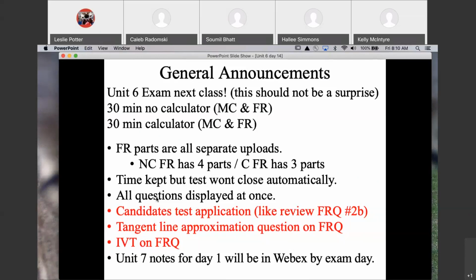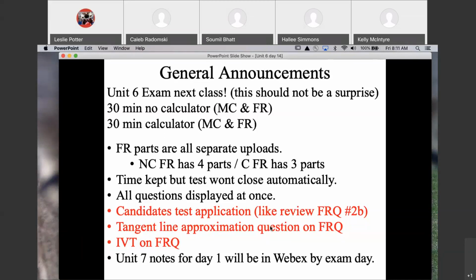I'm going to display all questions at once, just like always. Here's a few things that are specific to the exam. There's going to be a candidates test application. They love this sort of question. It's like your review number 2B, the review in the packet you have right now. I'm going to ask you to do a tangent line approximation question. We have to write our equation for our tangent line right here.